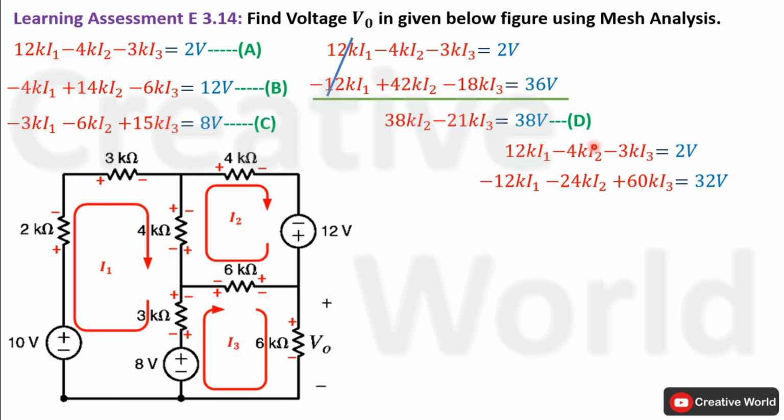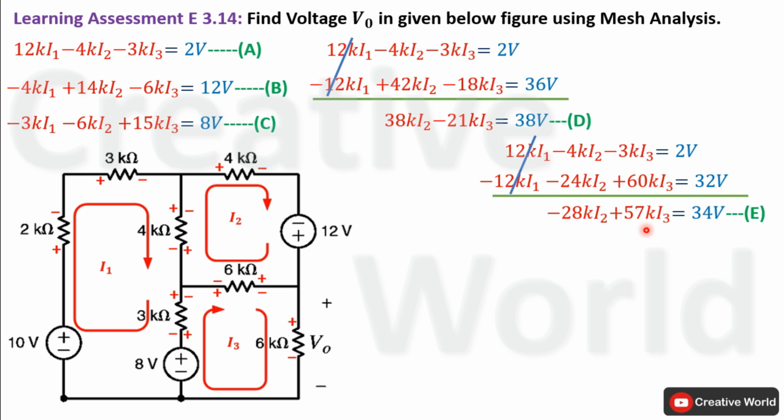Now add these equations together. Plus 12k I1 and minus 12k I1 will cancel out with each other. Here sum of minus 24k I2 and minus 4k I2 will become minus 28k I2. Subtract 3k I3 from 60k I3, it will become 57k I3. And on the other hand side of equal, sum of 32 volt and 2 volt will become 34 volt, and we label this equation as equation E.